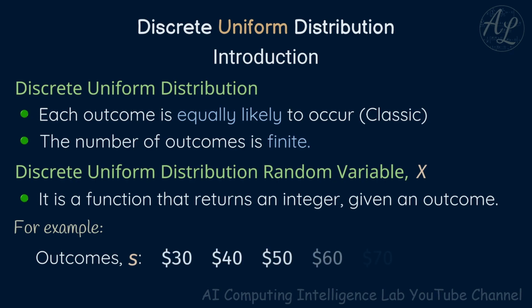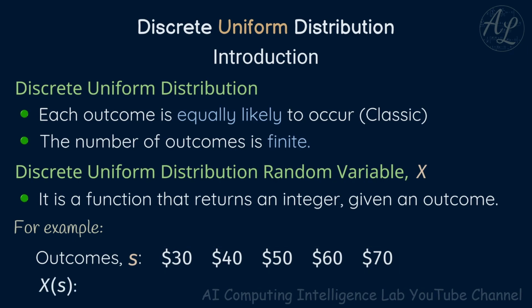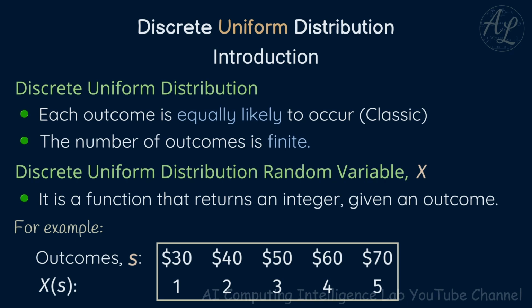To understand it, let's have a more complete example. Let's have the lottery game example again. The lottery game has these possible outcomes of $30 up to $70. And let's say they are all equally likely to occur. And we put here the values of its random variable. We can put here 1 to 5. You can put here any values as long as they are integers. So given a possible outcome s, if you apply the random variable to it, X of s, it should return its corresponding integer. So for each outcome, there is a corresponding value of the random variable.